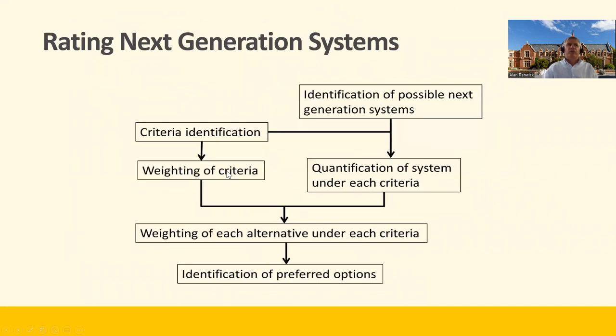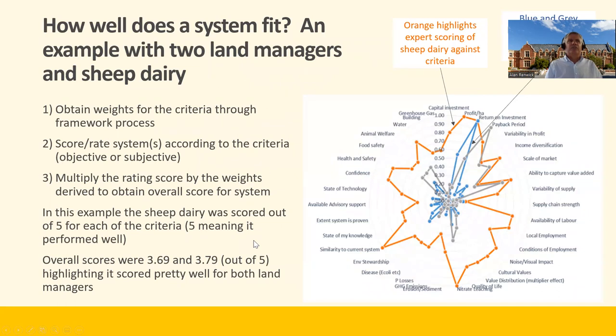And if we go forward a little bit, we showed, didn't we, that we can identify these next generation systems. And in our example, we used the example of dairy sheep. We then can identify the criteria that are important, the environmental, financial, et cetera. We can see how well our dairy sheep perform against that. And then we can weight those, depending on how important farmers, or land managers, found those individual criteria, to get a weighting for it and see how well it fitted. And we did this, didn't we, with two land managers considering dairy sheep, and we were able to score the system that way.